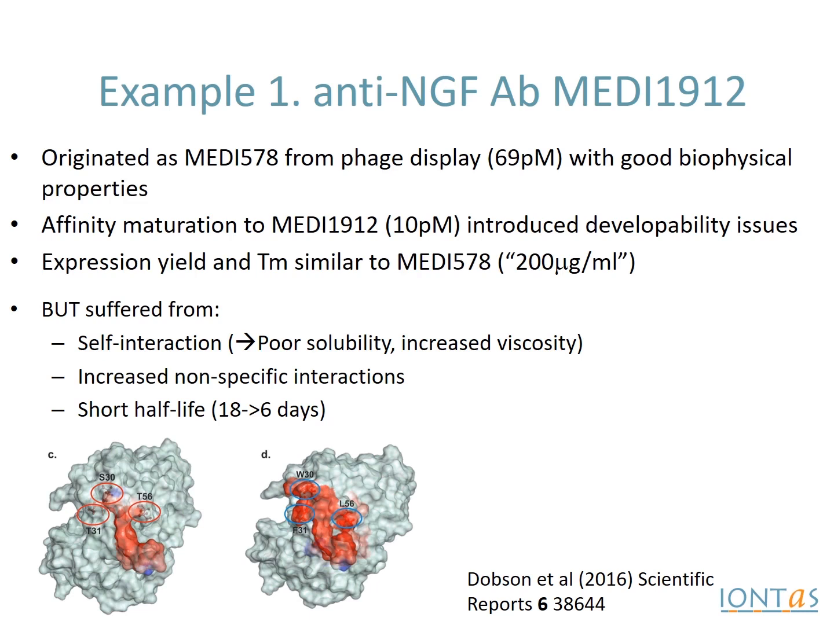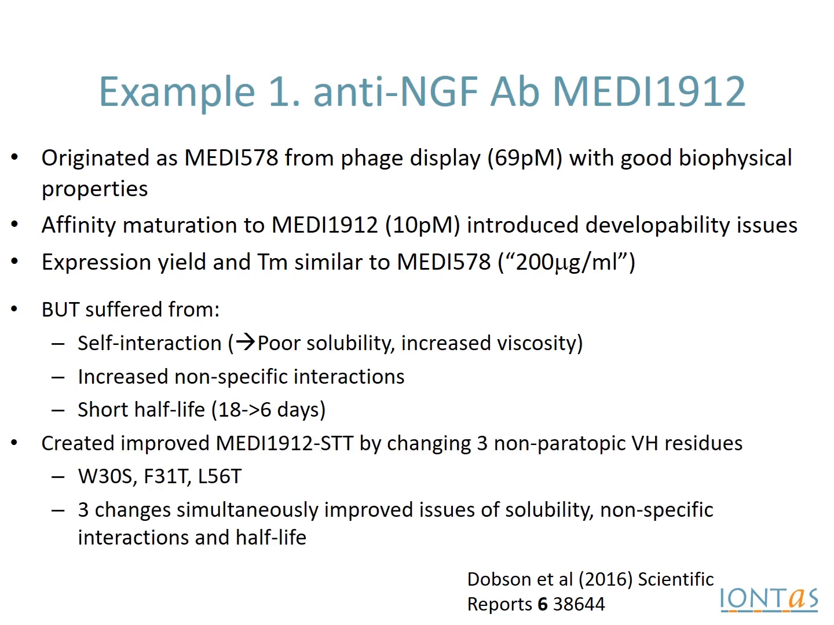However, the group were able to look closely at this antibody using hydrogen deuterium exchange, analysing aggregation propensity, and were able to identify 3 residues that they suspected were causing the problem. These were non-paratopic residues, so the expectation was the antibody could be fixed without affecting affinity, and that indeed is what they did by introducing the 3 amino acid changes shown here, and the new antibody was named MEDI 1912-STT, reflecting the amino acids that had been introduced.